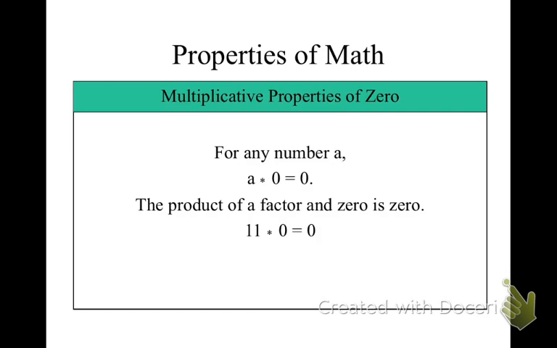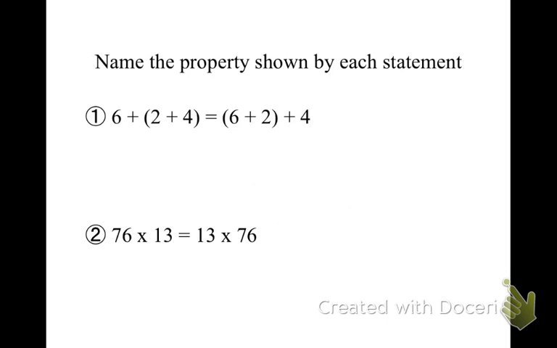So let's try a few of these. If we're looking at the first one, I look at the order first. So I have 6 plus 2 plus 4, and then 6 plus 2 plus 4. Since the order didn't change, it's probably not commutative. And I have grouping symbols, so I look to see what's grouped together. I have 2 plus 4 on the left and 6 plus 2 on the right, so it has changed association. And notice that it is all addition signs, so it has to be associative of addition.